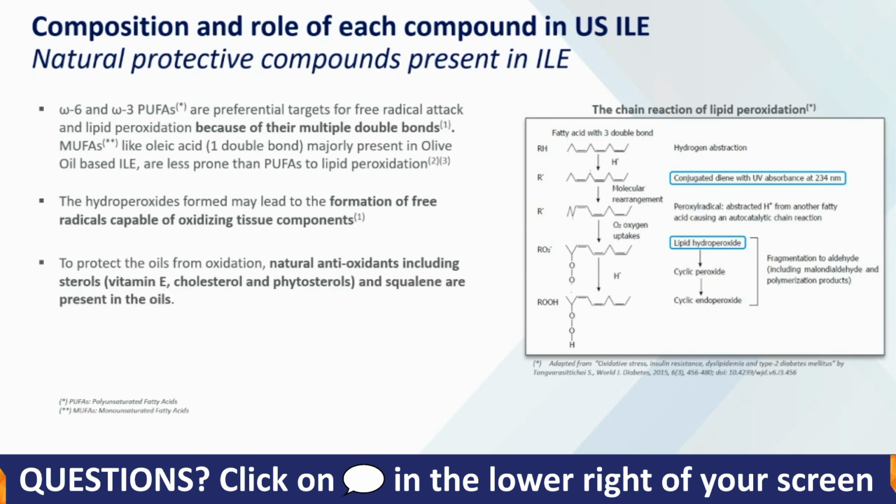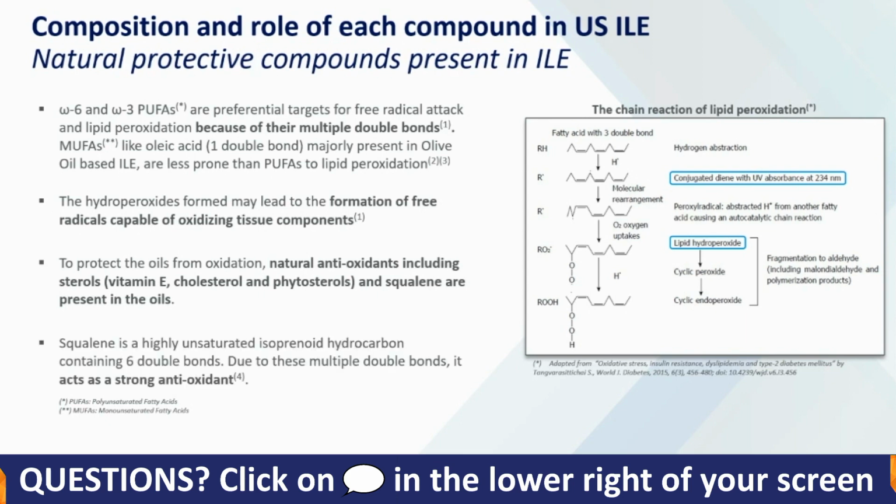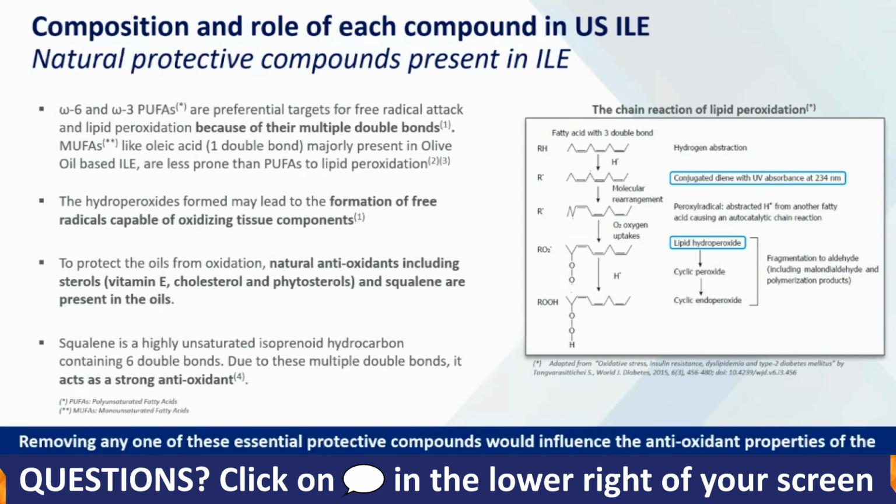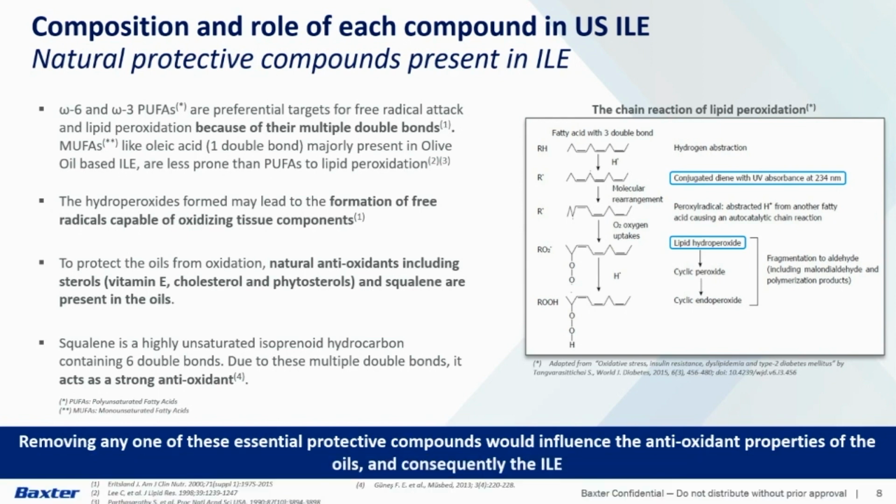For this reason, oils contain natural antioxidants that are key to protect them from oxidation. The main antioxidants found in ILE are sterols, notably vitamin E, phytosterols themselves, and cholesterol, as well as squalene, mentioned in the previous slide. Squalene is a precursor of lanosterol, which itself is a precursor for cholesterol. Thanks to its multiple double bonds, 6 in total, squalene acts as a strong antioxidant and is therefore a key component of ILEs. Now, the key takeaway that should be kept in mind for the next slides is that removing any one of these compounds would influence the antioxidant properties of ILEs and therefore impact the quality of the oils.